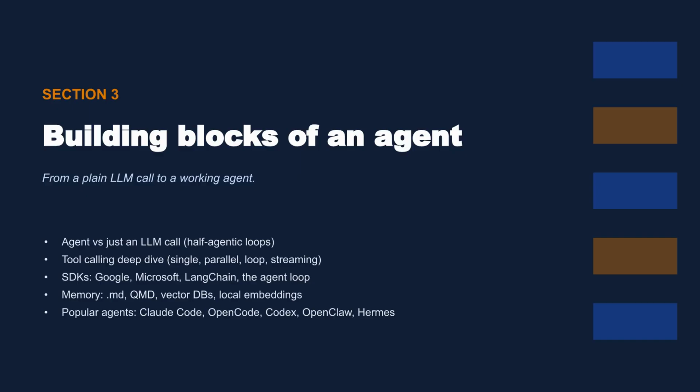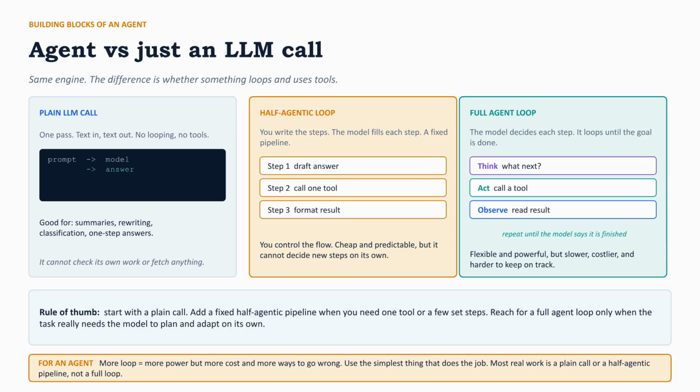Section 3. Building blocks of an agent. Agent versus just an LLM call. There are 3 levels, not 2. A plain LLM call is one pass, text in and text out, great for summaries and classification but unable to check its own work or fetch anything.